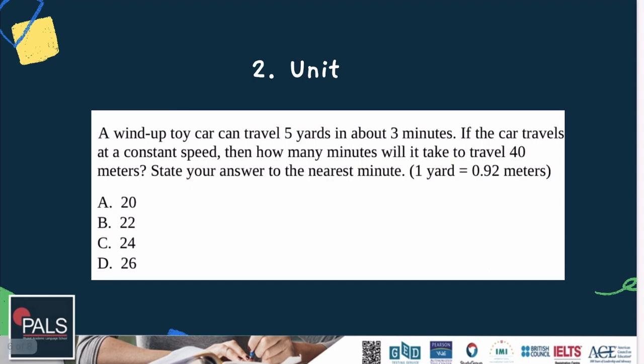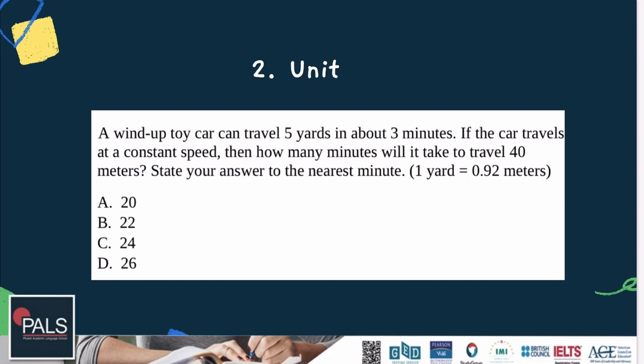The second one is units. What about units? Why are units very important? Some questions don't give you the same unit. Sometimes you need to convert the unit that they give into the unit that they ask for. So it depends on what unit they ask for.